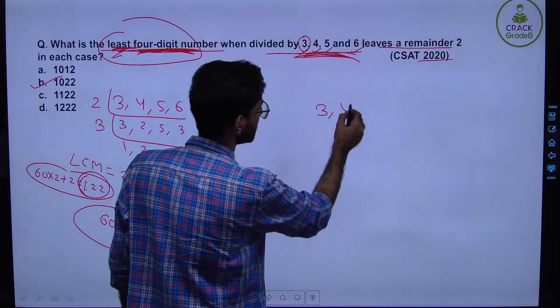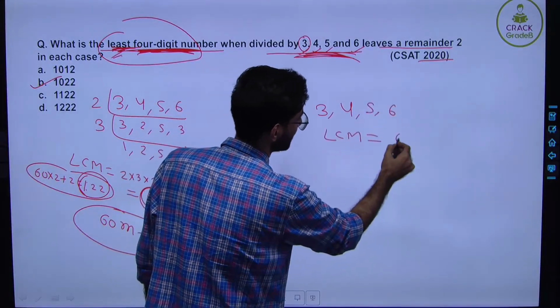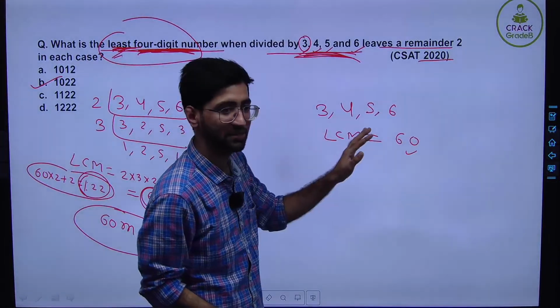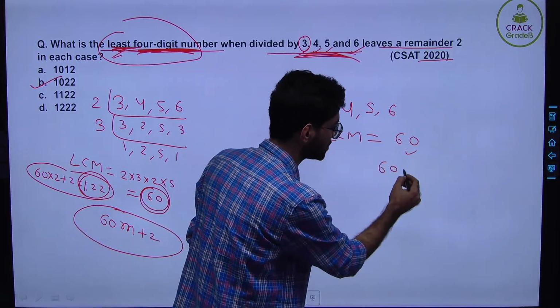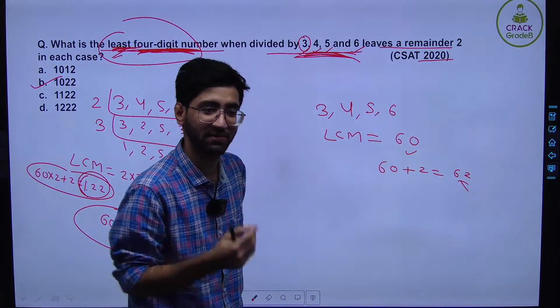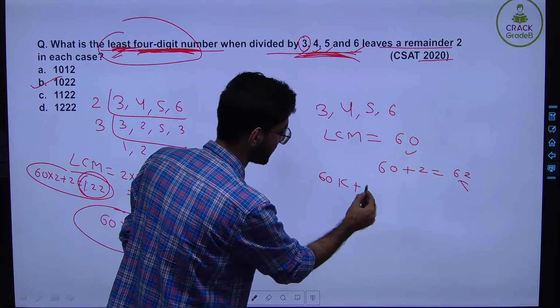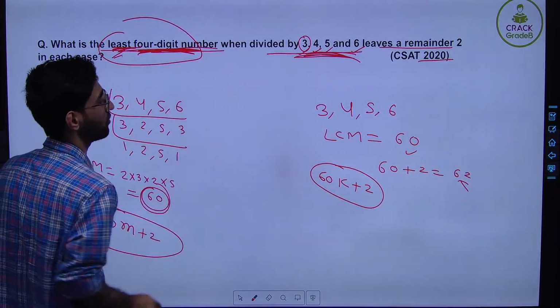So simple. You will have to find the LCM of 3, 4, 5 and 6. If you find the LCM, it will be 60. If you divide 60 by these numbers, the remainder should be 0. But if you add plus 2, 62 will be that number. If you divide by these numbers, the remainder will be 2. So basically you can say 60k plus 2.